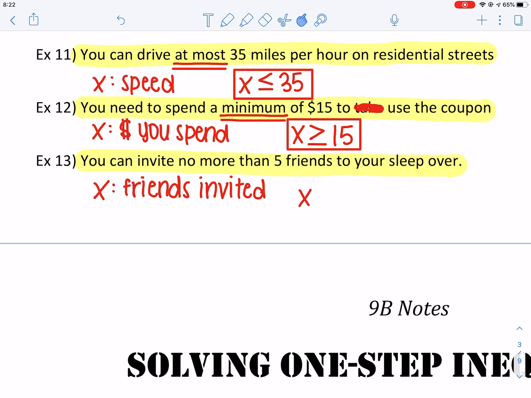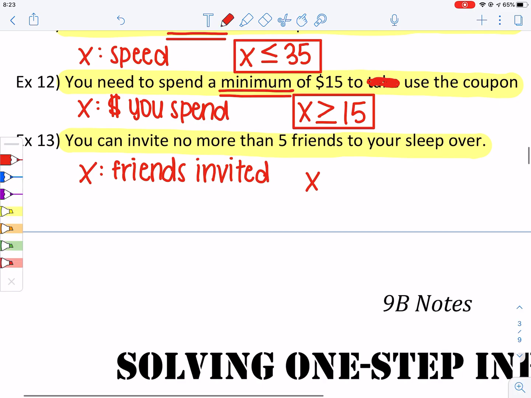All right, so as you think through that one, again, I would just ask yourself, could it be equal to 5 friends? Could it be more than 5 friends? And could it be less than 5 friends? So if you can invite no more than 5 friends to your sleepover, you could invite 5 friends. That's okay. Inviting 5 friends would be fine because your parents said no more than 5 friends. So let's put our equal to sign.